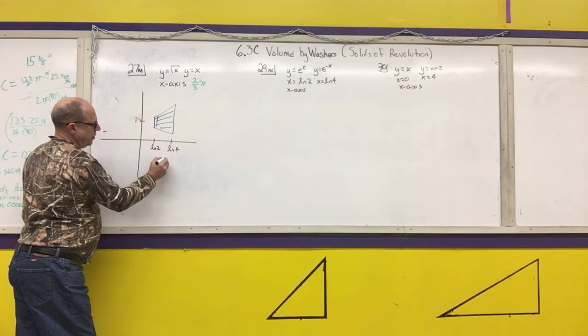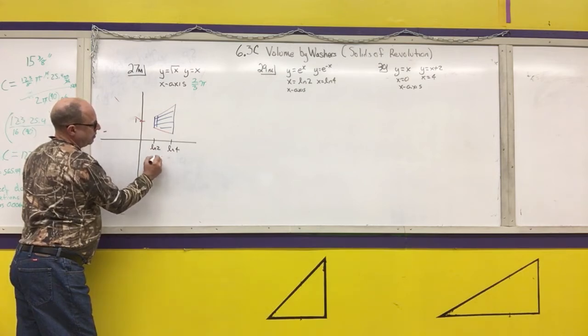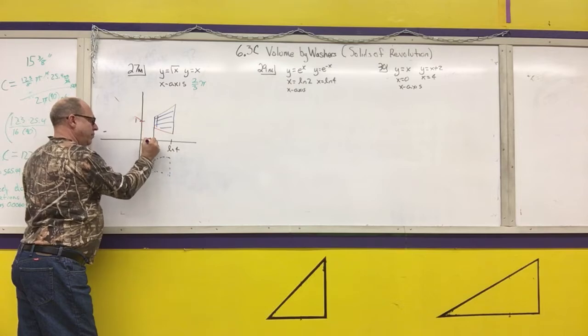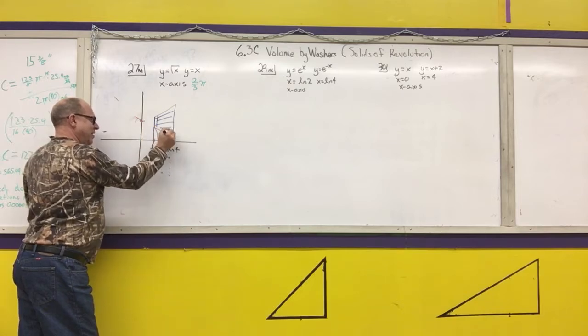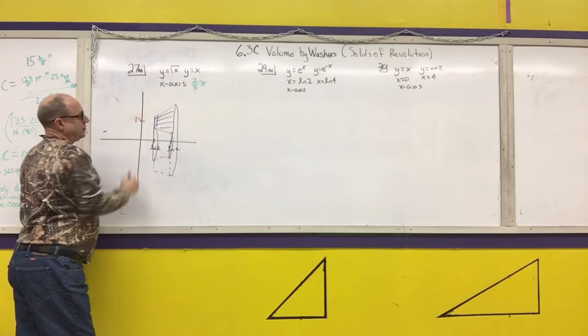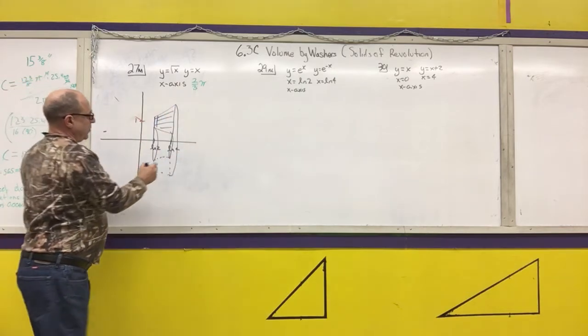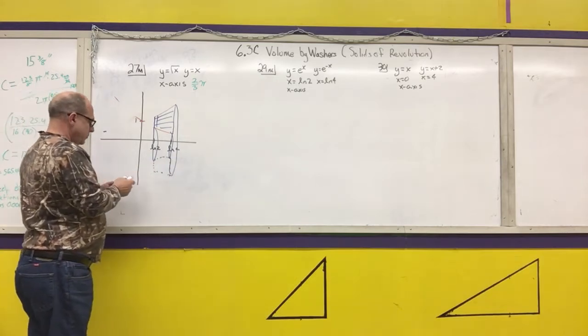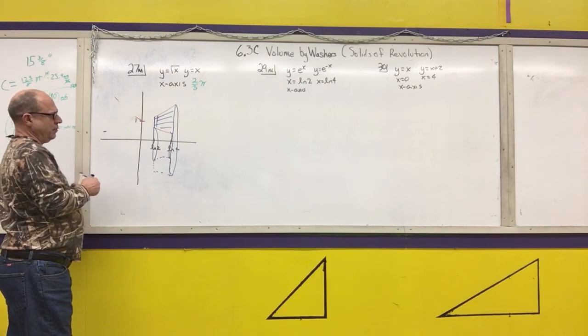And that's going to give me something that looks like bigger to smaller. Smaller in here, bigger out here. So that is what my solid is going to look like. I'm now going to draw an arbitrary cross-section.